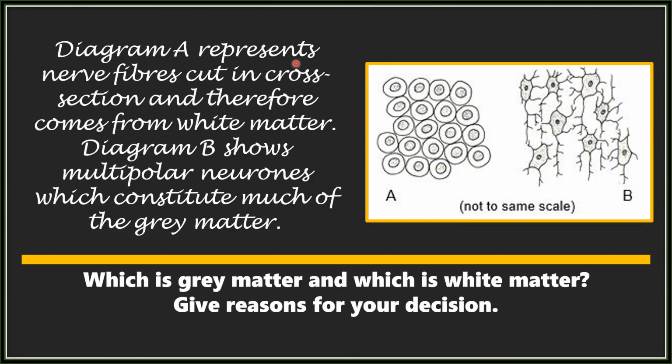Diagram A represents nerve fibers cut in cross-section and therefore comes from white matter. Diagram B shows multipolar neurons which constitute much of the gray matter.